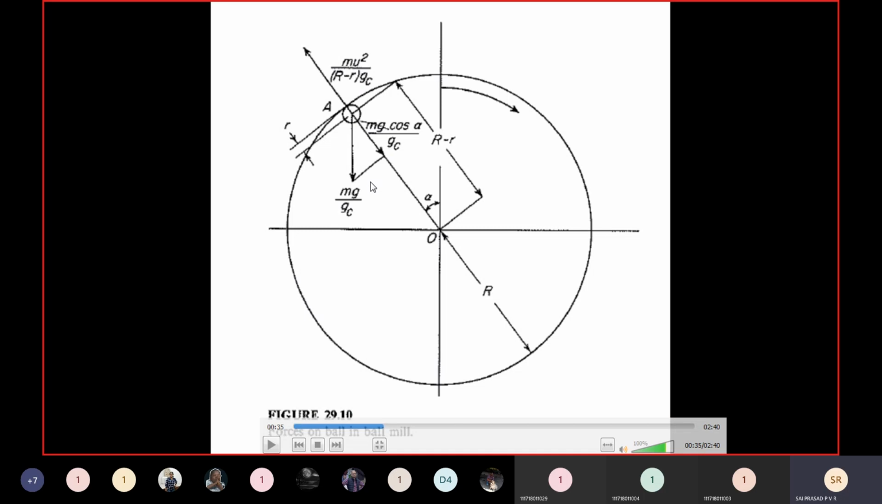Now in this diagram it is shown that at any instant of time, the grinding medium is at a point which makes an angle alpha with the vertical. Now we know the radius of the spherical grinding medium is smaller, so the distance between the center of the ball mill and the center of the object is given by capital R minus small r. So we know the centrifugal force formula is given by m u square by (R minus r) gc. m is the mass of the grinding medium, u is the velocity, and R minus r is the distance between the center of the spherical grinding medium and the center of the mill, and then gc we know. Similarly, the weight is mg by gc.